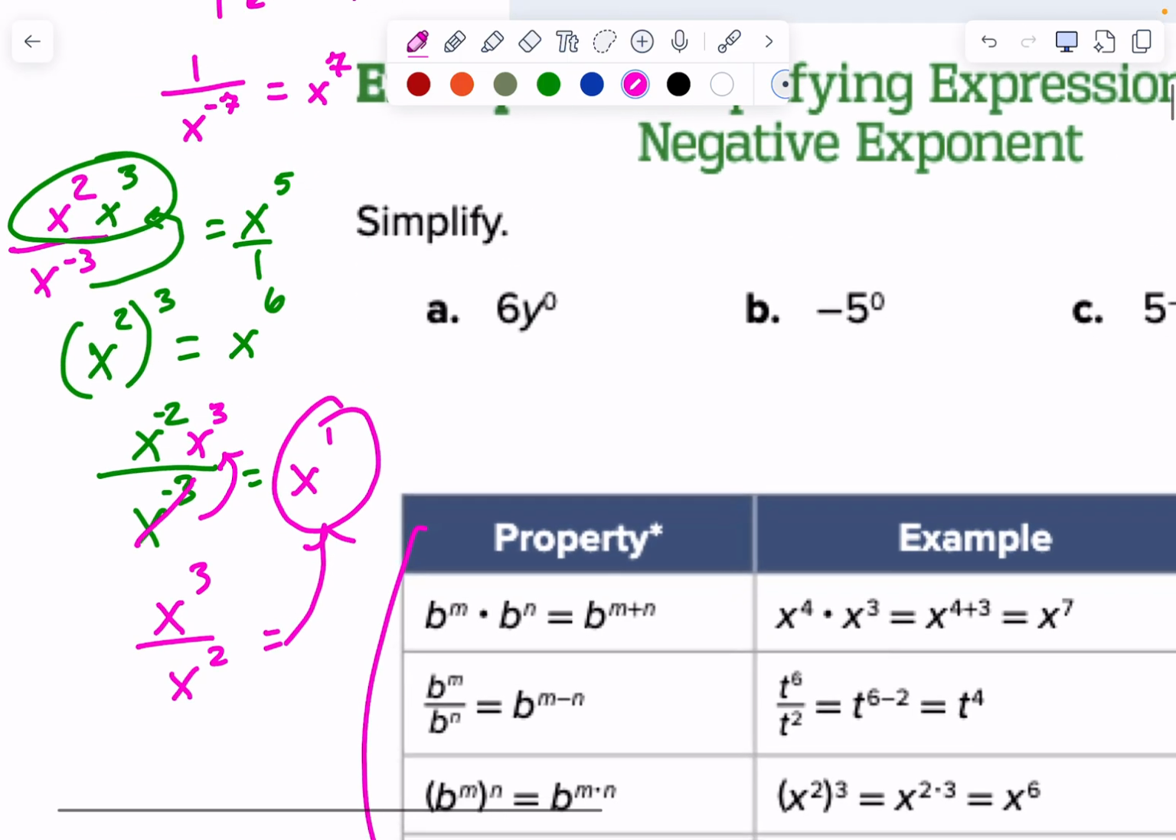Okay, so for A, what can we do to simplify A? Y to the first power is y, so it's like 6 times 1, which is 6. Okay, we just talked about that one. What about negative 5 to the 0? It is negative 1, because the only thing you're taking to the 0 power is the 5, which is 1, right? Then attaching the negative on the front, so that is negative 1.